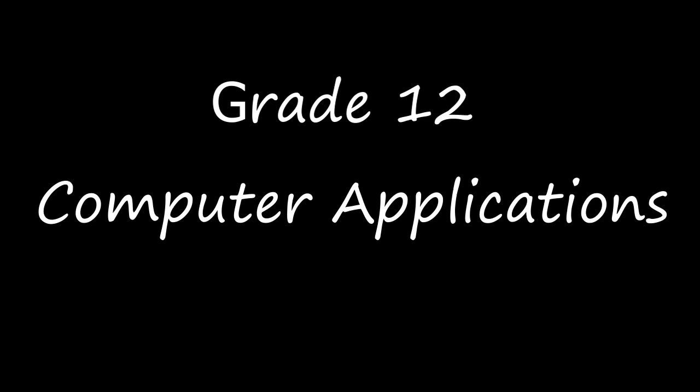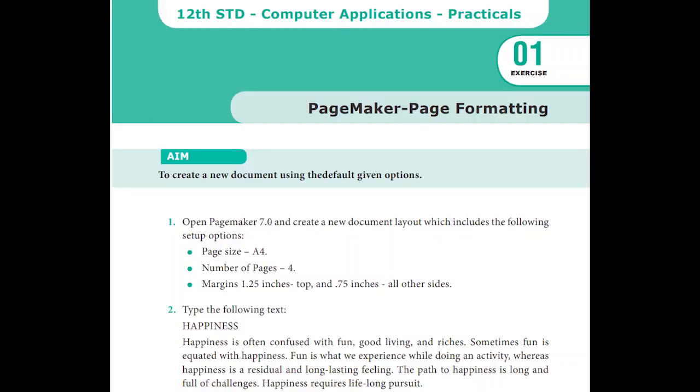So the first exercise will be your PageMaker exercise. Okay, the first exercise will be your PageMaker exercise. Here you will be formatting a page. In a page you will set the page size A4, and the number of pages will be 4, and all the readings are given in your question itself, and you'll be creating a new document using the given options.